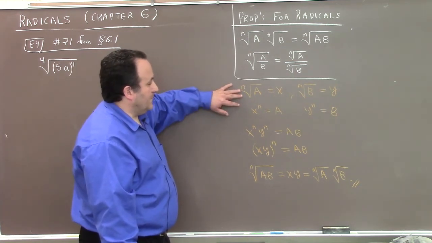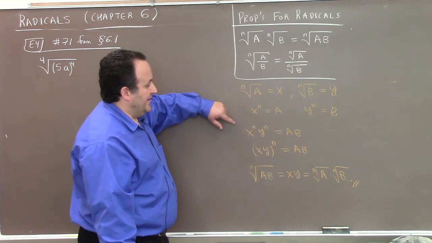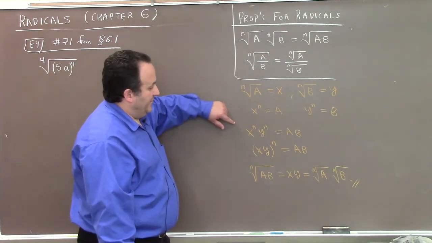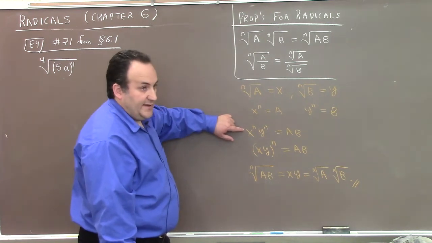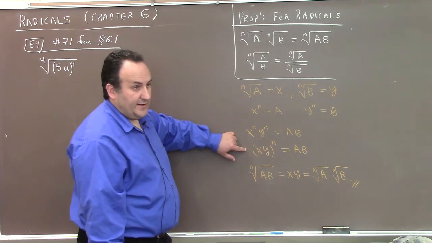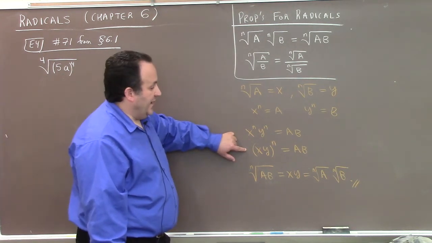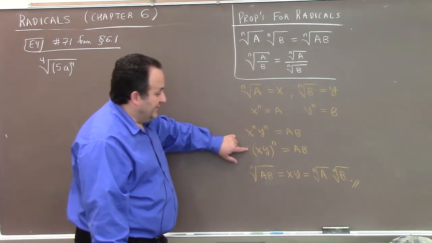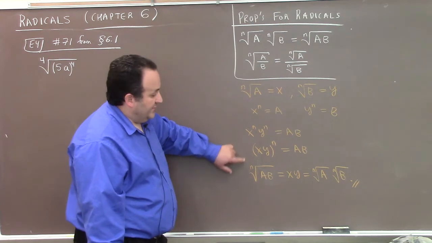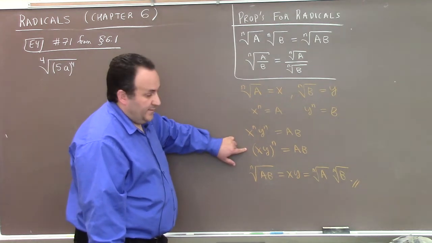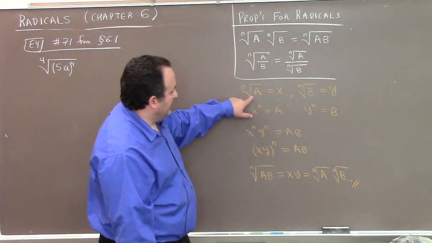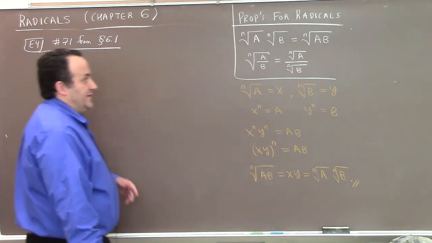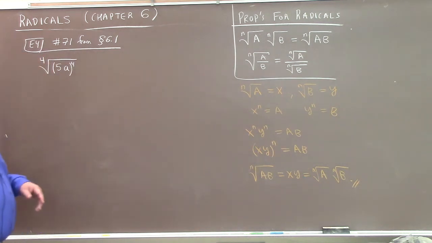And so then if I multiply x to the n times y to the n, I get a times b, right? But by properties of exponents, x to the n times y to the n is xy to the n. But what do I have? I have that the nth power of xy is equal to ab. What that means is that the nth root of ab is equal to x times y. But x times y is the nth root of a times the nth root of b, and there you have it. So that's why that property is true.